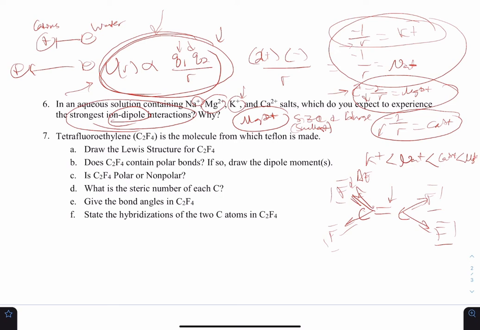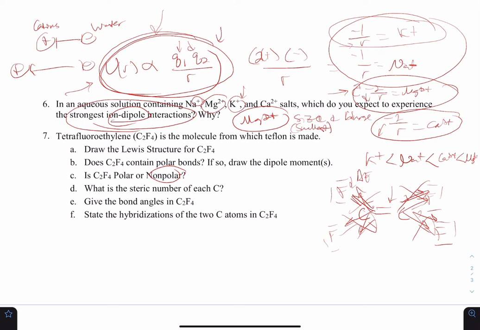And so the bonds are polar, and I would draw the dipole moments here, here, and there. But when it's asking if C2F4 is polar or nonpolar, I'm going to have to say nonpolar, because the vectors of each of these dipoles cancel out, right? One's going this way, one's going that way, so it's perfectly symmetrical.